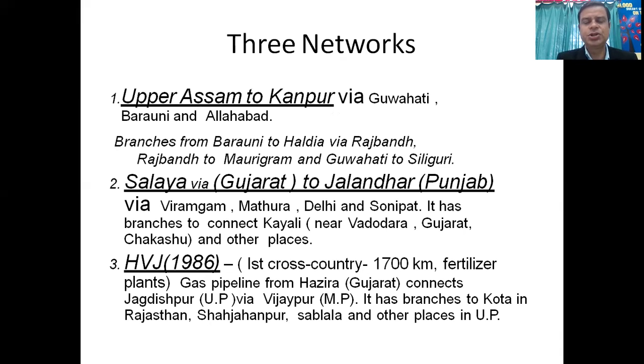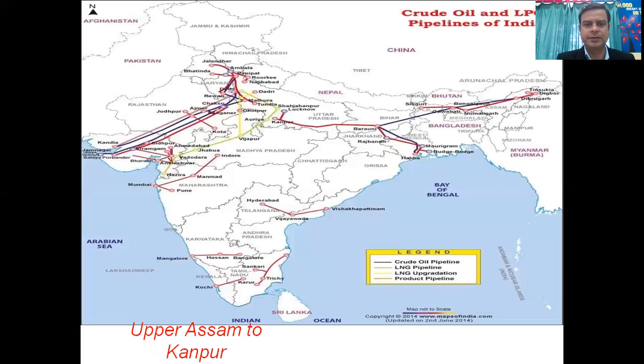In India we have three networks of pipeline. First one is upper Assam to Kanpur. Second one is Salaya via Gujarat to Jalandhar, and third one is HVJ, the first cross country 1700 kilometer pipeline for fertilizer plants. And there is also a gas pipeline from Hazira, Gujarat to Jagdishpur, UP via Vijayapur, MP. These are the three major networks of pipeline which we have in India.